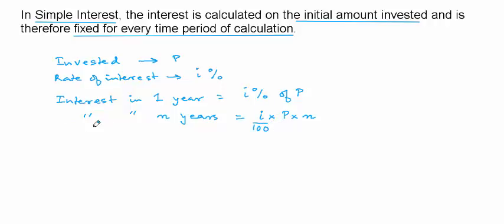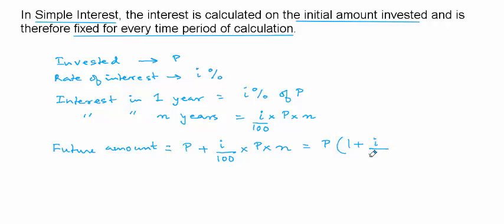And therefore, the final amount, referred to as the future amount, is equal to the initial amount invested, so that's P, plus the interest accumulated over n number of years. So that is I over 100 times P times n, which is equal to P times 1 plus I over 100 times n. Let's look at some examples now.